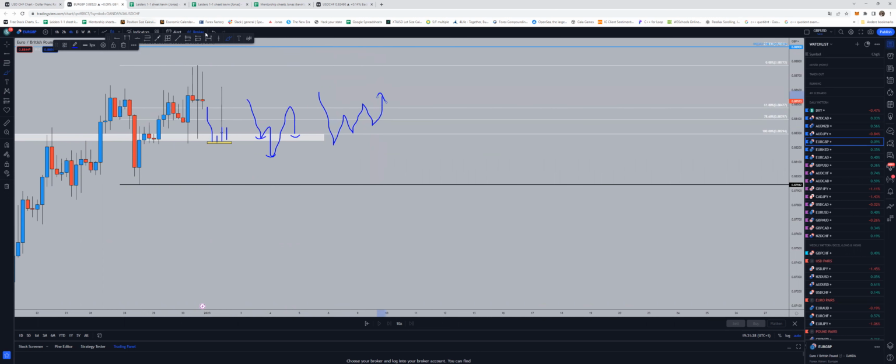So that's what I can see. So this is what I want to see, maybe if the price comes back to the daily zone of interest. Then the next one is also a Euro pair, EURNZD.